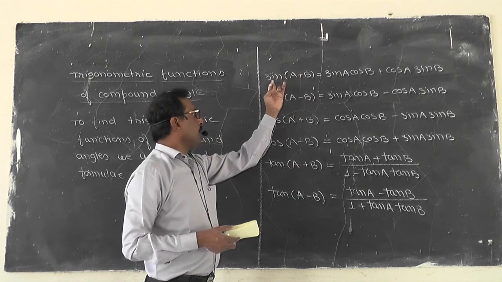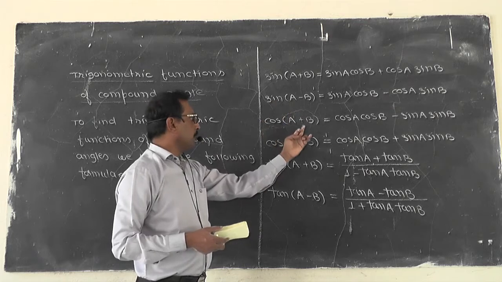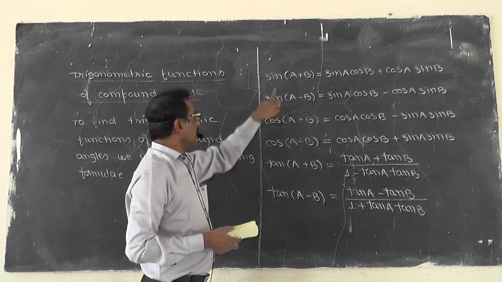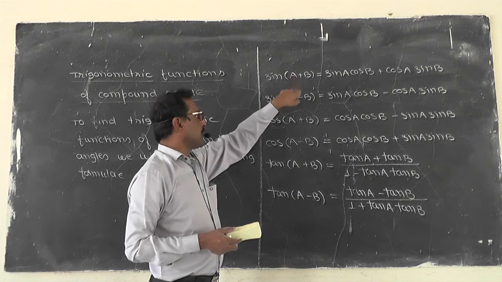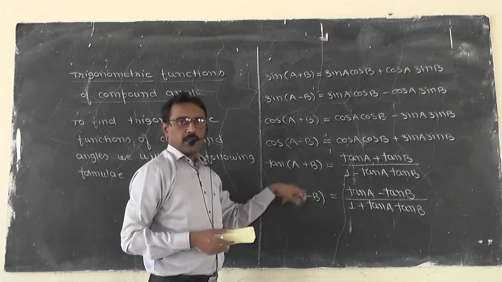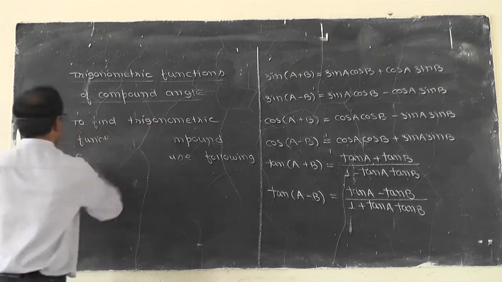A plus B sin operated, A minus B sin operated. A plus B cos operated, A minus B cos operated. In this fashion we have written the sin function operated on A plus B and A minus B, cos operated on A plus B and A minus B, tan operated on A plus B and A minus B.